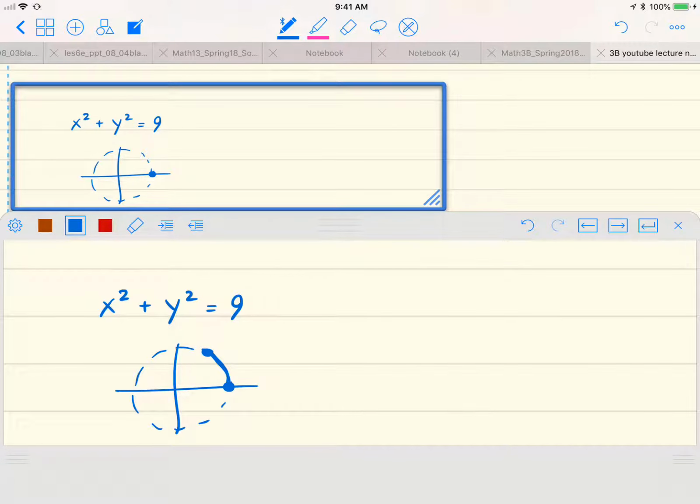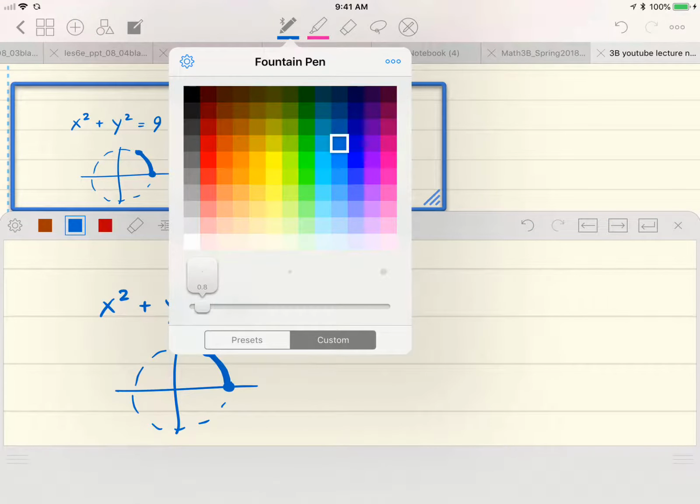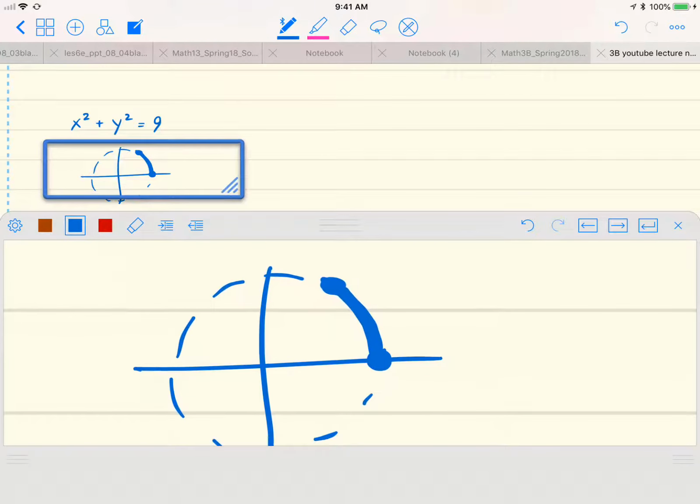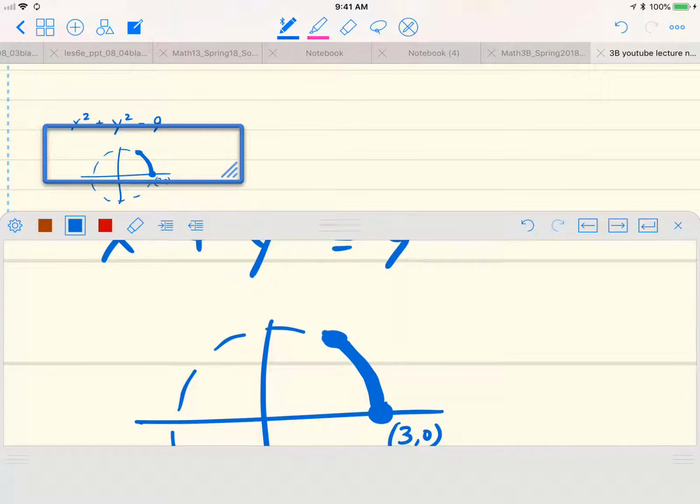It'll go to about right here. So this is going to be (3, 0), and up top this is going to be (3/2, 3√3/2).